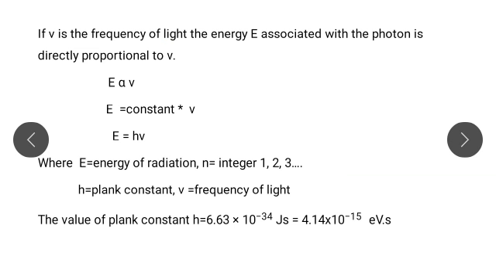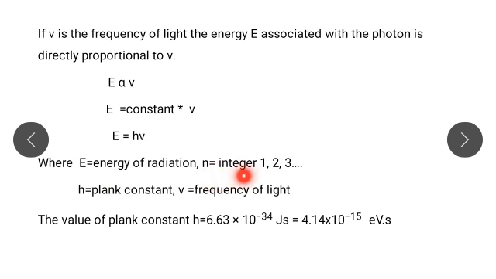Here, if V is the frequency of light, then energy E associated with that photon is directly proportional to V. Therefore, we write E is directly proportional to V, where E means energy, V means frequency of light. Then, when we take the equal sign in the next step, consider a constant on the right hand side. Therefore, we get E equals constant into V, and here that constant is taken as H. Therefore, the equation becomes E equals HV, where E is the energy of radiation.